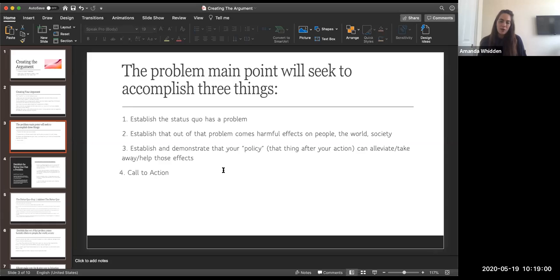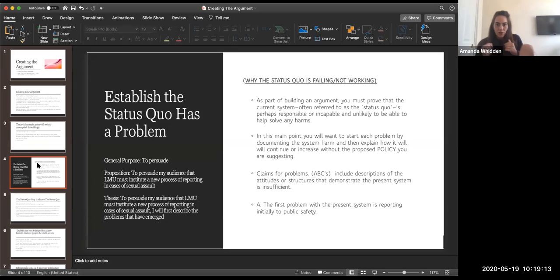And so I want to talk about each of these steps, and we're going to go back to that little worksheet when we get to something called a warrant in a second. Here is something to look at, and I'm going to reduce this just so I can see all of my screen with y'all. We need to establish that the status quo has a problem.